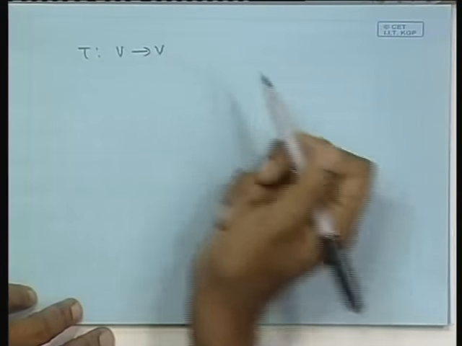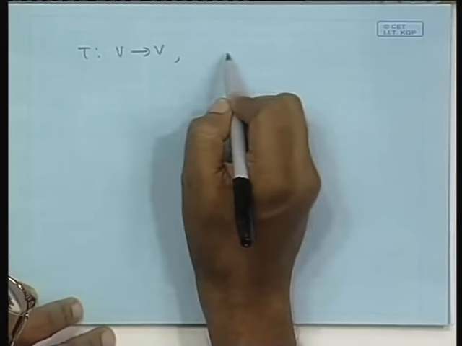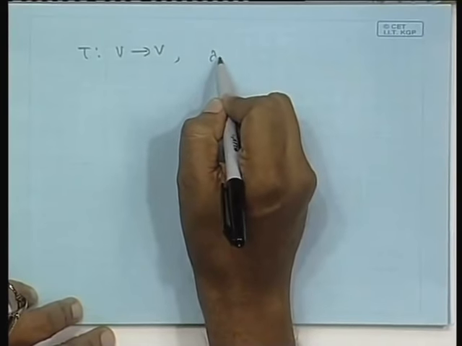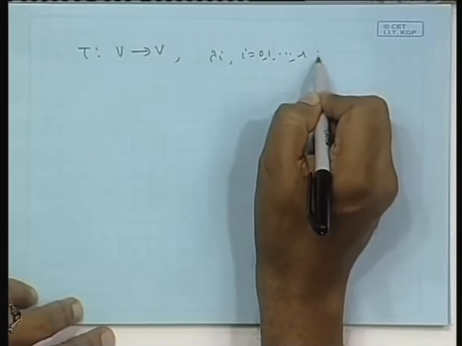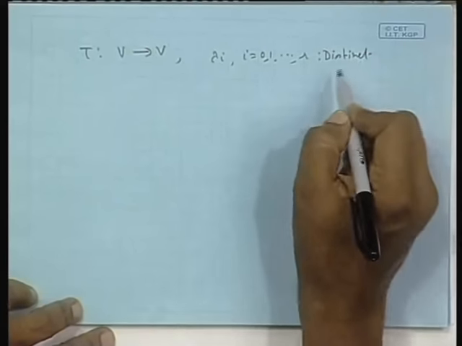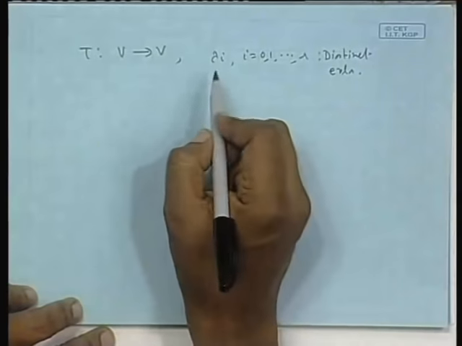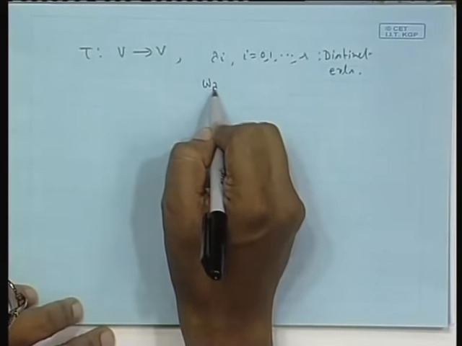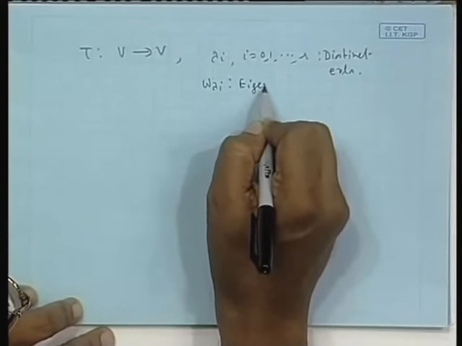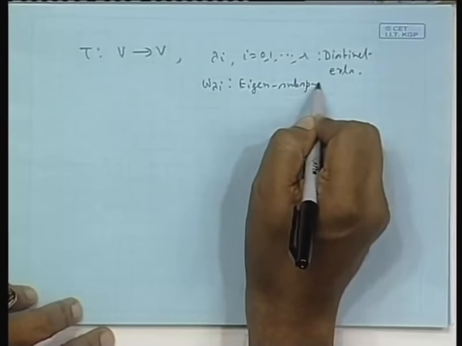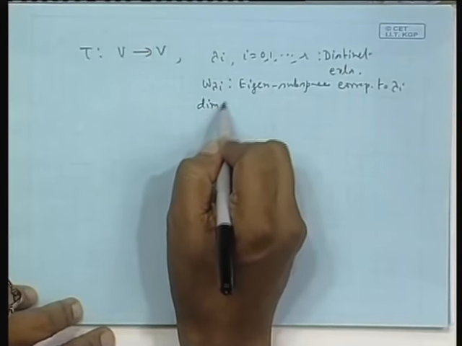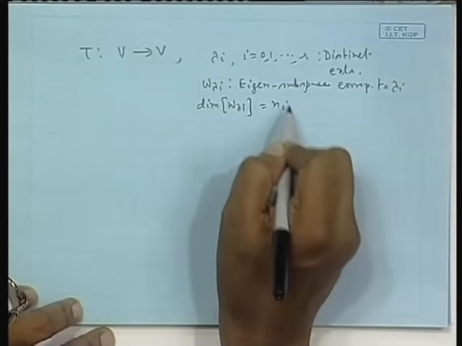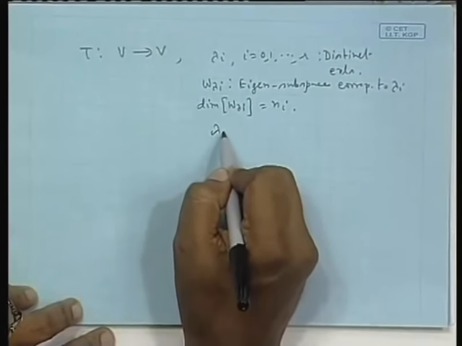That means I will consider T from V to V, lambda i equal to 0, 1 dot dot dot, so I start with 0, distinct eigenvalues, W lambda i the eigen subspace corresponding to lambda i, the dimension of W lambda i is n i, and we have the additional condition that lambda 0 is 0.